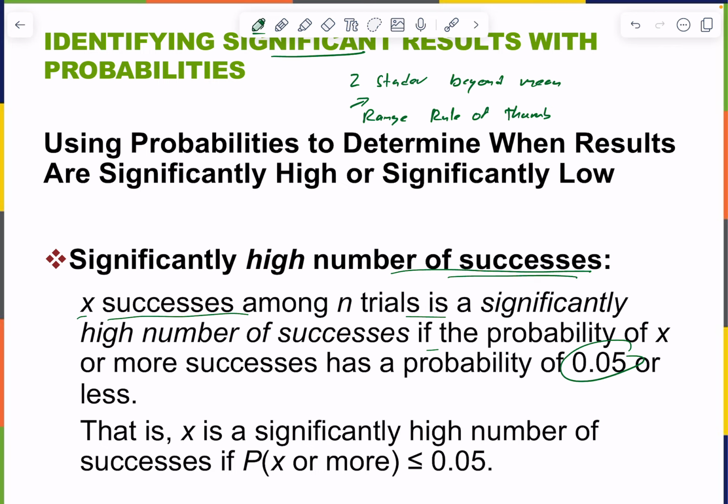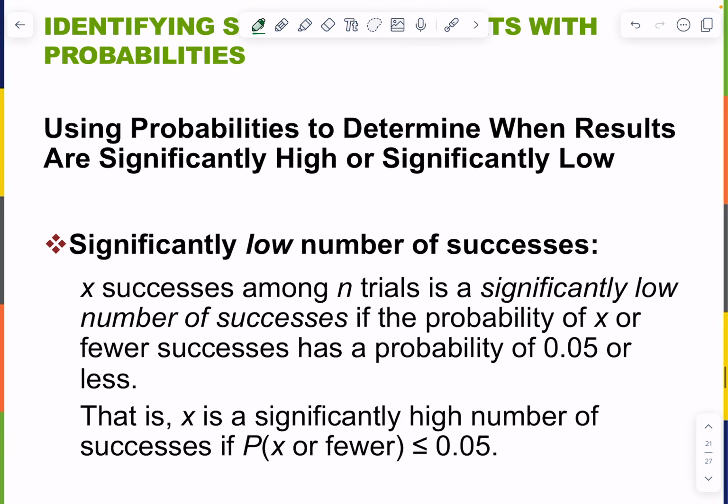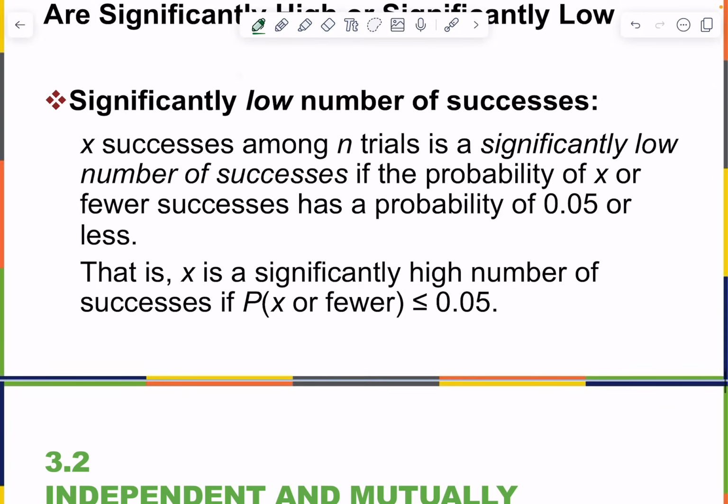I want you to have it in writing. That is, X is a significantly high number of successes if the probability of getting that many or more successes is really quite low. And then there's the same idea with something that is significantly low. X successes among N trials is a significantly low number of successes if the probability of X or fewer successes is very, very small. And so that's how we know it's low. I'm going to explain that more in class.